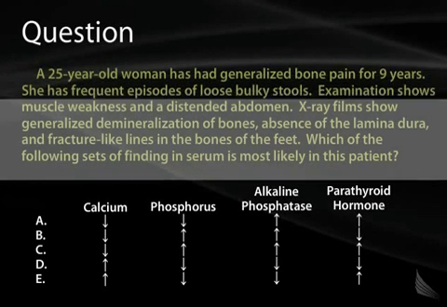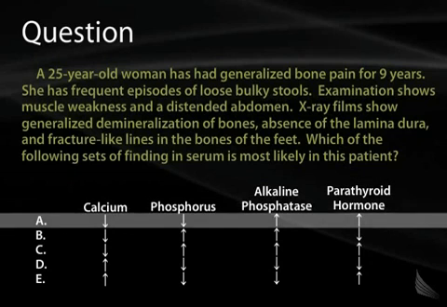So the consistent answer here for all these findings would be A. So A is the correct answer for this question, which causes the low calcium, the high PTH as a consequence of that, low phosphorus, and then a high alkaline phosphatase.